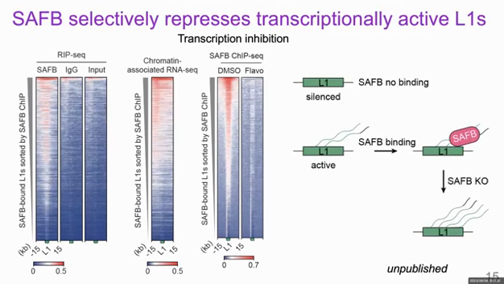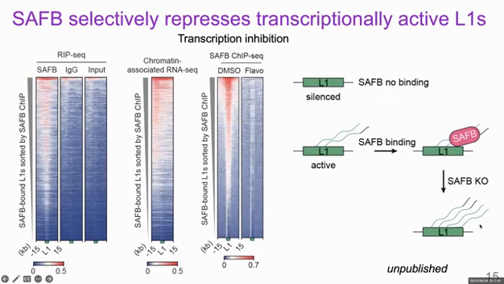When Line 1 is silenced, SAFB does not bind Line 1. When Line 1 is transcriptionally active, SAFB can bind the Line 1 RNA to interact with the Line 1 DNA. And when SAFB is knocked out, Line 1 transcription gets further increased. So in other words, SAFB selectively represses transcriptionally active Line 1s.